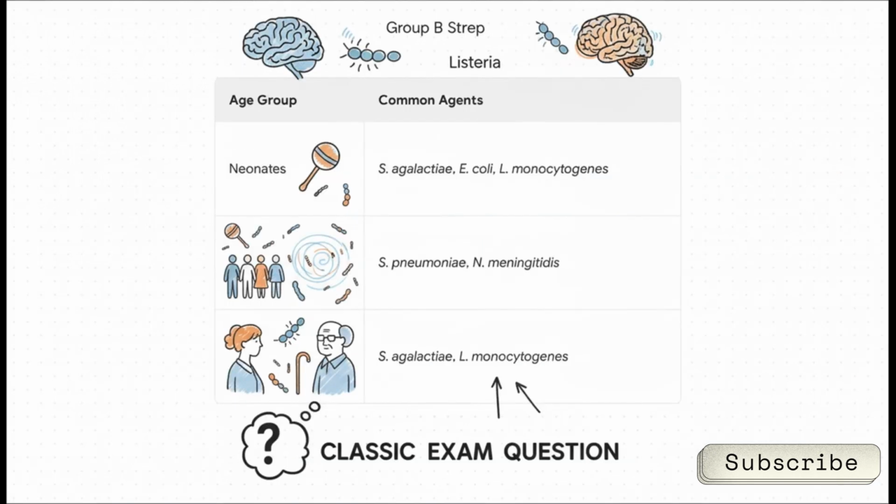Now, this is where they try to trip you up on exams. The bug depends on the patient's age. It's not the same for everyone. For newborns, you've got to think about bugs they can pick up during birth, right? So things like strep agalactiae, that's group B strep, E. coli, and listeria. And speaking of listeria, this is key. For the very young and the very old, you always have to have listeria on your radar. I promise you that gets tested all the time.